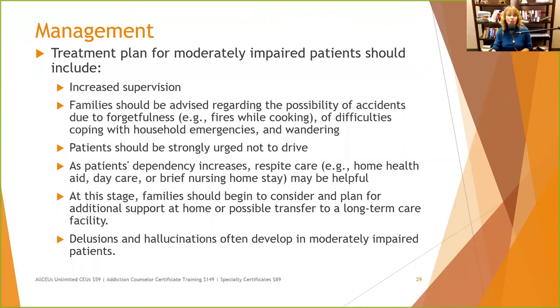Patients should be strongly urged not to drive. As patients' dependency increases, respite care such as home health, daycare, or brief nursing home stays may be helpful. At this stage, families should begin to consider and plan for additional support at home or possible transfer to long-term care facilities. Delusions and hallucinations often, but not always, develop in moderately impaired patients. So as the disease progresses, we can see that there are more problems with independent living.